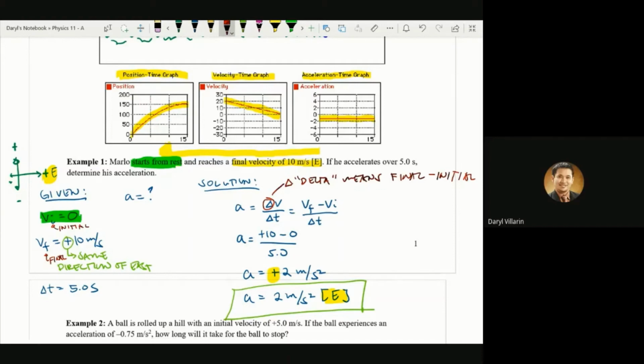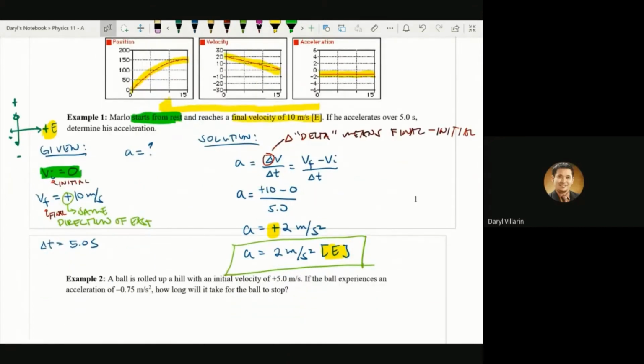And yes, you cannot have VI minus VF because that's not the meaning of delta or change. You should always subtract the final with the initial. So you cannot interchange these two. That's why it's very specific. From the start itself, it's very important for you to know where is your final and the initial. Because if you interchange them here, you can get a negative value, and that's not the right direction of your acceleration. Are there any other clarifications?